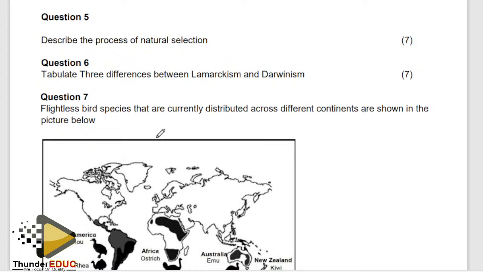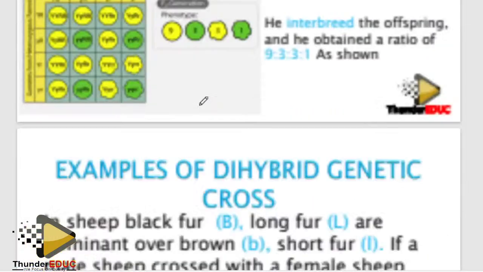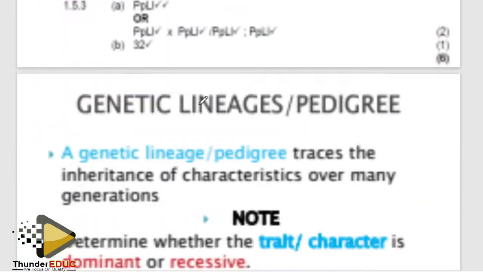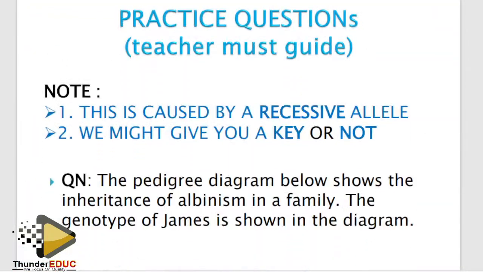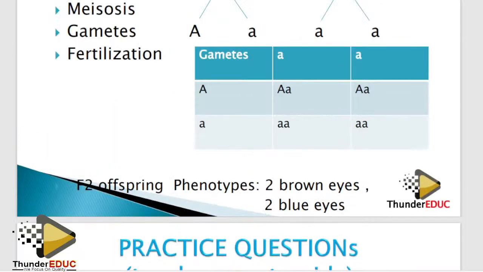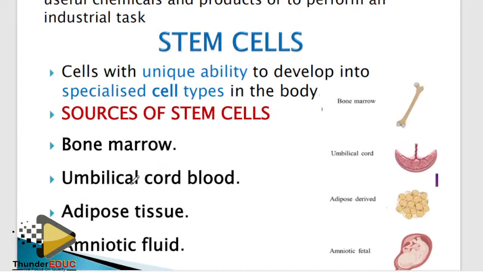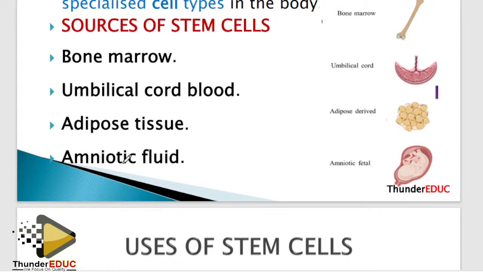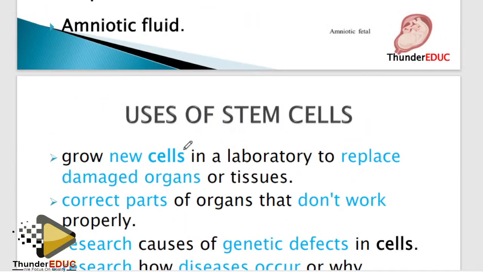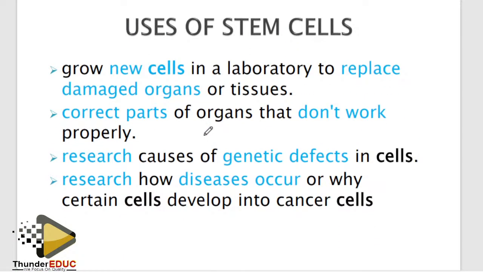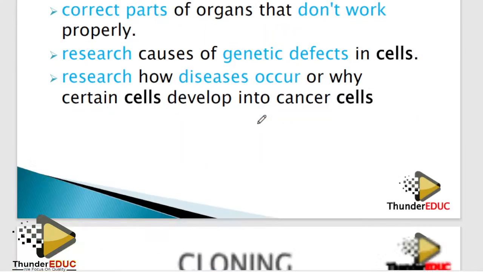Stem cells, what are stem cells? The cells which have ability to modify and form other body structures. Basically you just need to read this and the examples of these stem cells. Let me just show you here from Excel in Life Science distinction material. You see sources: bone marrow, umbilical cord, adipose tissues, amniotic fluid. Uses: to replace the worn out or damaged cells, or to generate new cells. Can be used for research purposes.